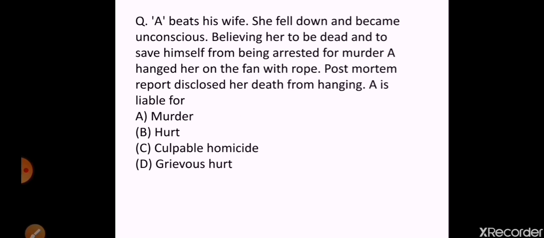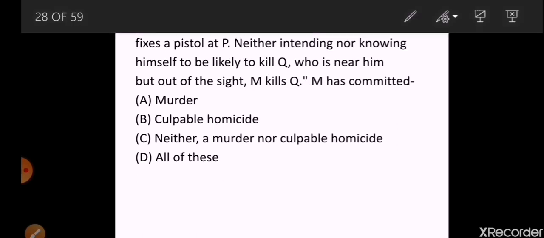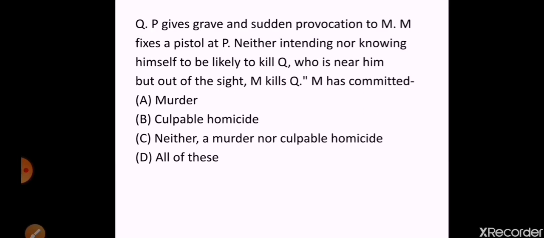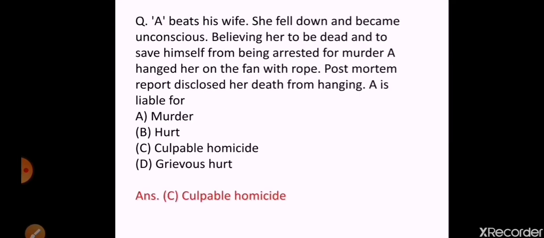But here the correct answer is option number C, that is culpable homicide. So you have to remember this question, and you have to look into the significance of this question, because these questions are very confusing, and it gives confusion between murder and culpable homicide. This was asked in Haryana in 2015. So here A has committed the offence of culpable homicide.